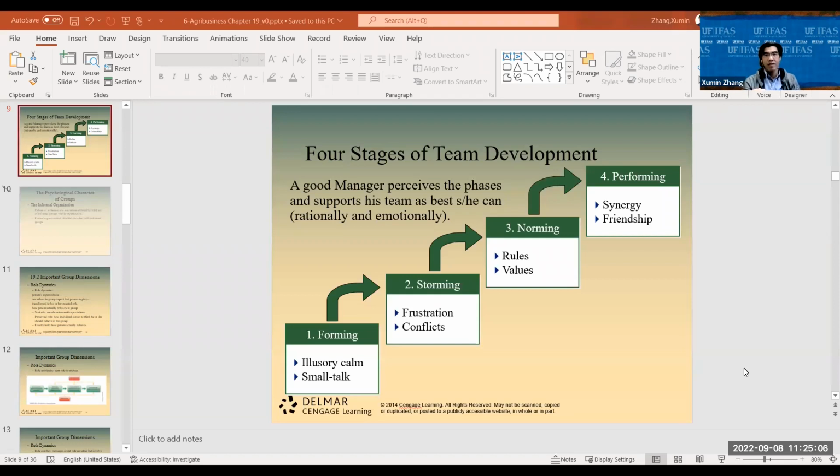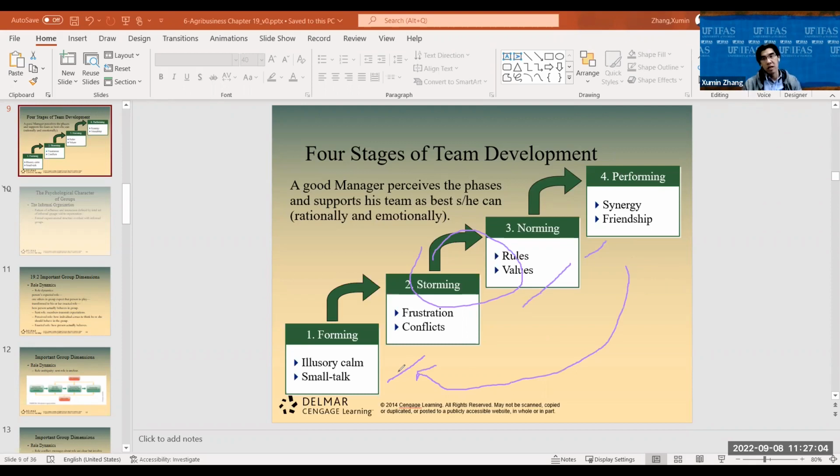So welcome back. Let's continue with this group and Chapter 19, team and group. Last time we talked about the four stages of team development. As I remind you, you start from forming to storming, and you will stay there. If you have any changes, even if you achieve the performing stage, you will come back to storming or forming. Why? Because new team members join the team.